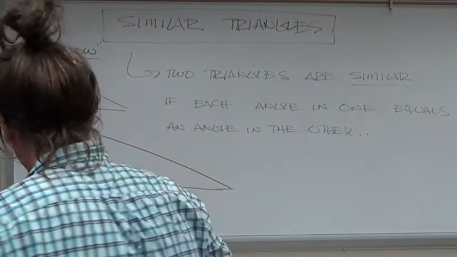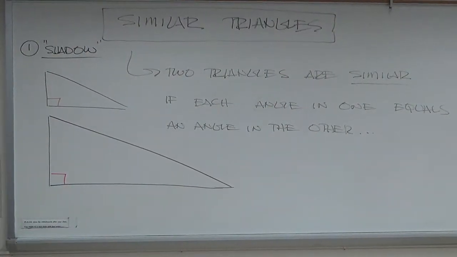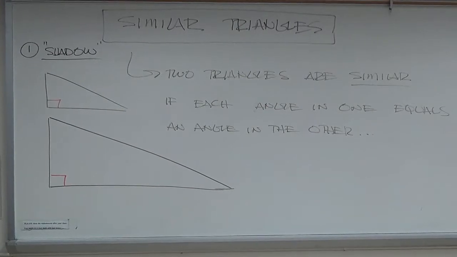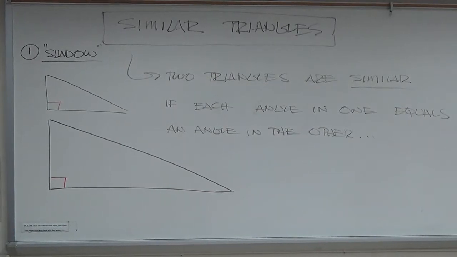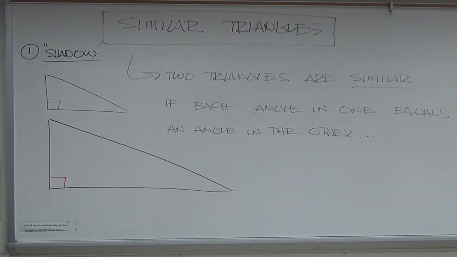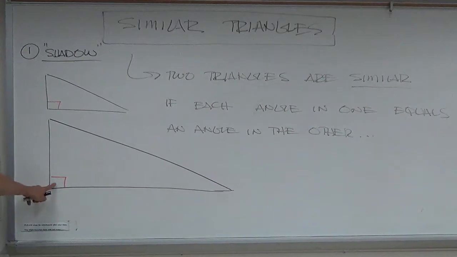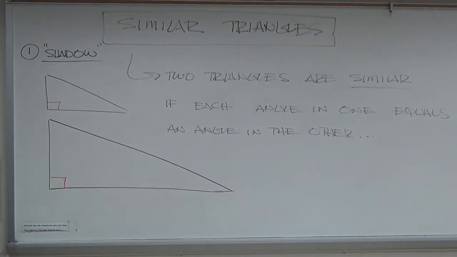There we go. So right now, I can't tell if these are similar or not, because it doesn't quite match the definition. The definition says each angle in one has to match another angle in the other. So I know that that one is 90 and that one is 90, so that's check, check. But the trick is, I gotta make sure the other angles in the other triangle match up too.